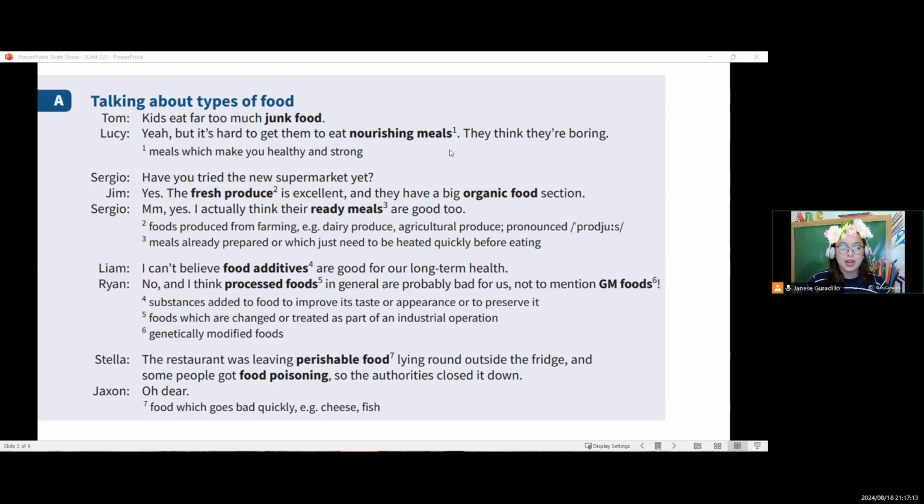So, Liam, I can't believe food additives are good for our long term health.